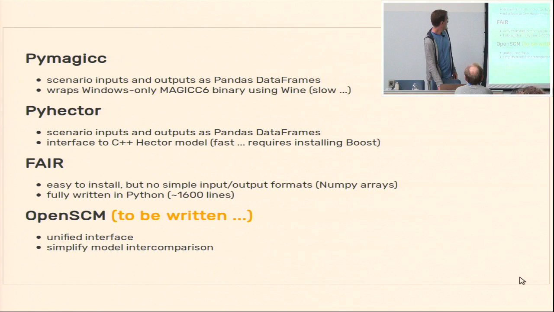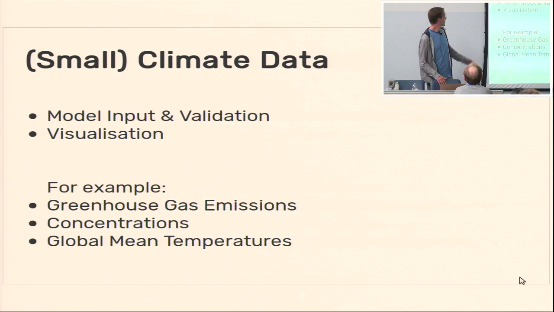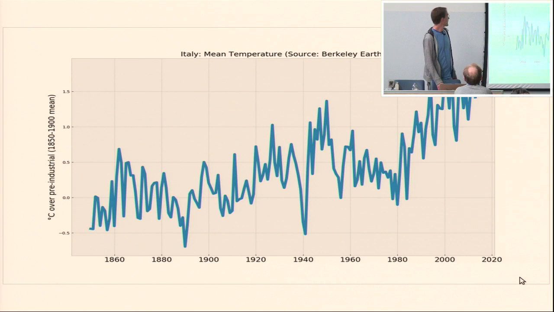And this is what we started in the OpenSCM project, but it's currently just an empty repo. So there we want to provide a unified interface. And to drive these models, you need data for input and validation, and also for visualization. So this can be global or national emissions, greenhouse gas concentrations, or temperatures. And for example, this is a temperature time series for Italy.